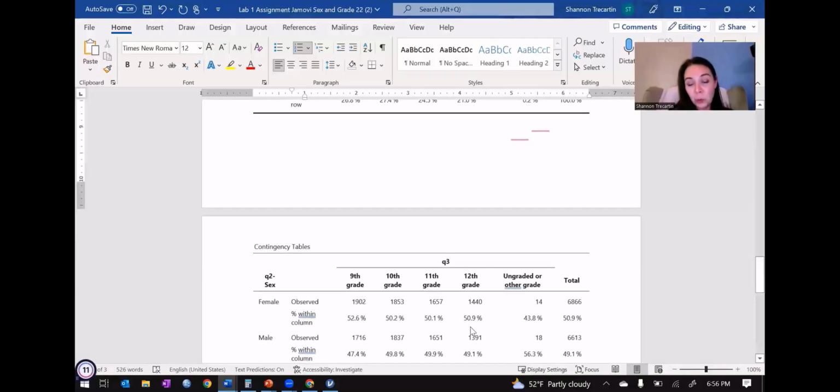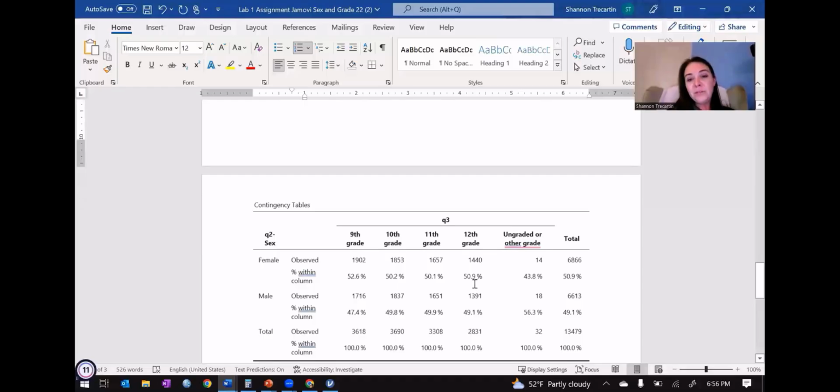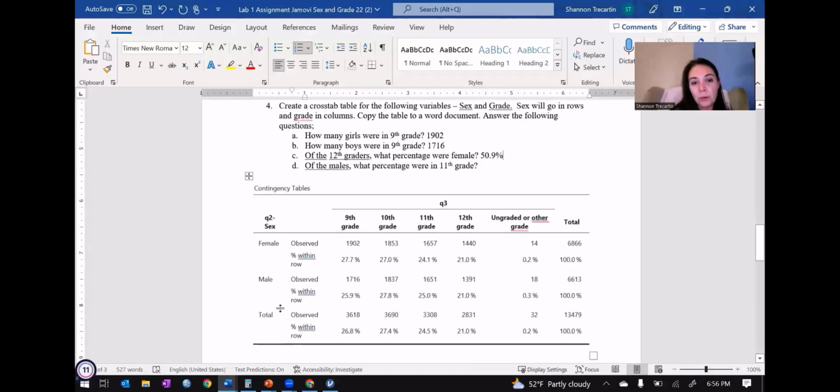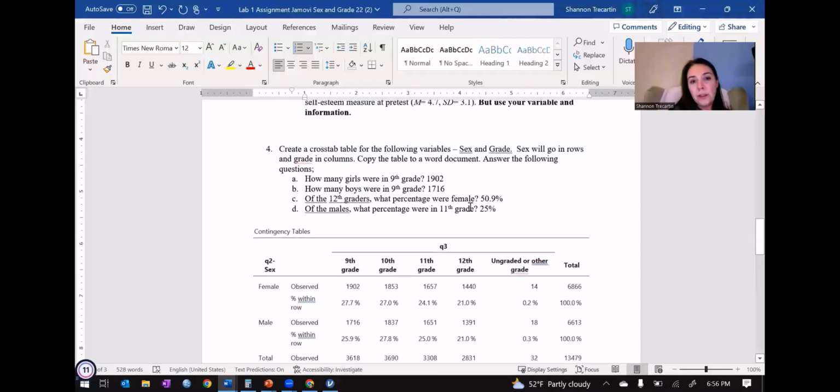So here we go. Of 12th graders, 50.9% were female. So 50.9%. And then we have of males, and that is the one you interpret within rows. Of males, what percent were in 11th grade? 25%. Okay. So that gets you through that.